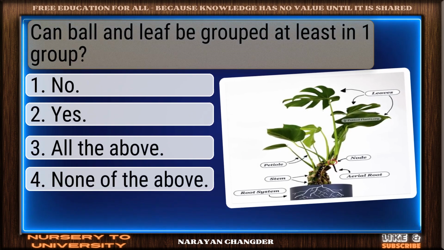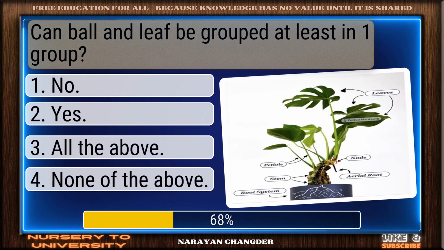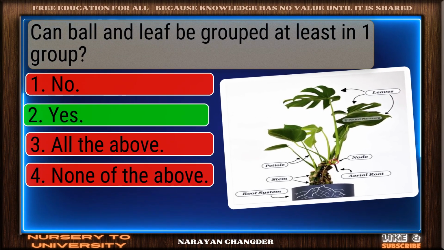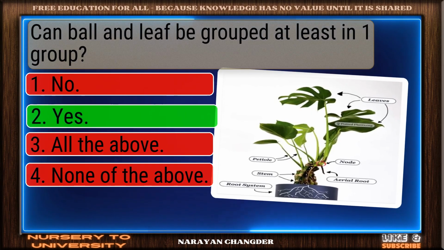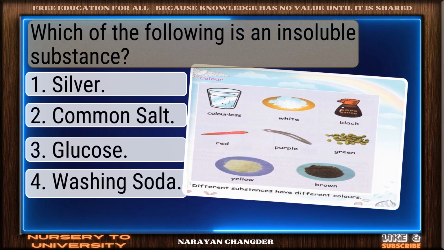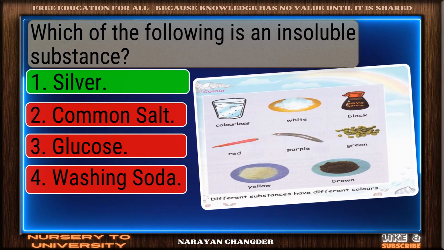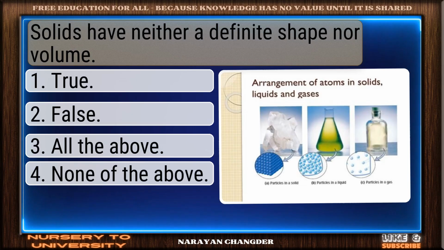Can ball and leaf be grouped at least in one group? Sharp thinking. Yes is the right choice. Which of the following is an insoluble substance? Smart pick. Silver is the correct choice.